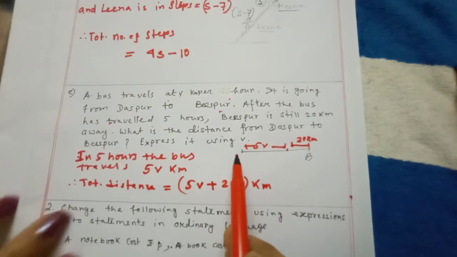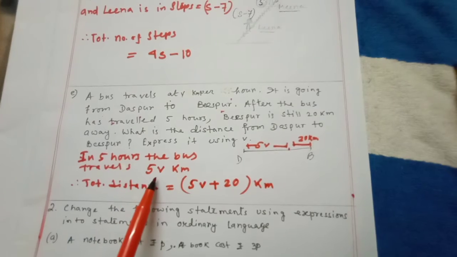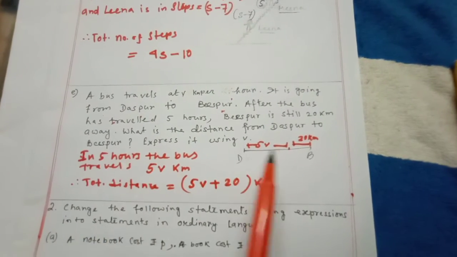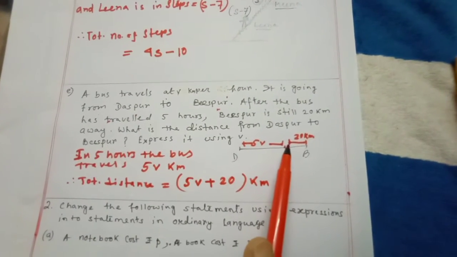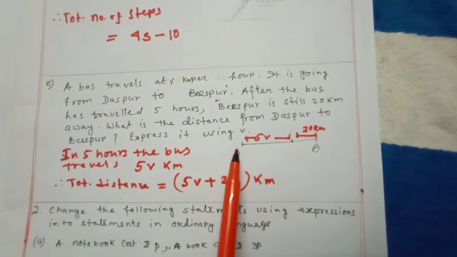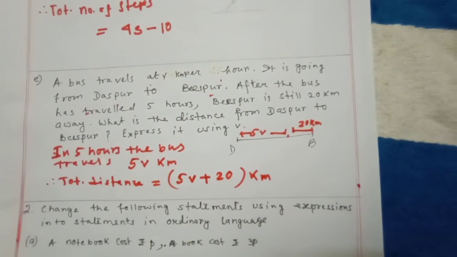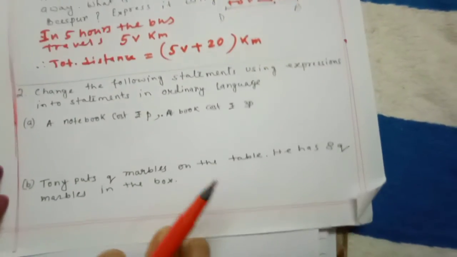is equal to 5V plus 20 kilometer. Understood? In 1 hour it goes V kilometer, in 5 hours it covers 5V kilometer, and still it is 20 kilometer away from Beshpur. Therefore the distance between Dashpur and Beshpur is 5V plus 20 kilometer. Understood? Come to the next question, question number 2.